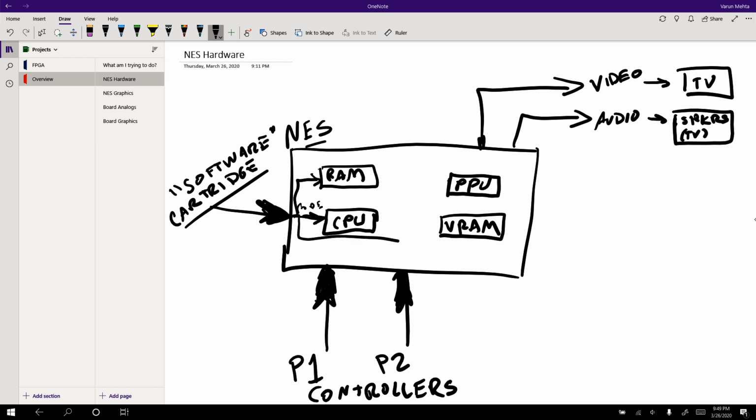It could load data from the cartridge into video RAM. It could load code from the cartridge into RAM, theoretically, to run on the CPU. And the CPU can also load information into video RAM itself. Now, the picture processing unit will read values from video RAM, and the CPU will mostly read and write data from RAM. And there are special ways for the CPU to write information into video RAM also.